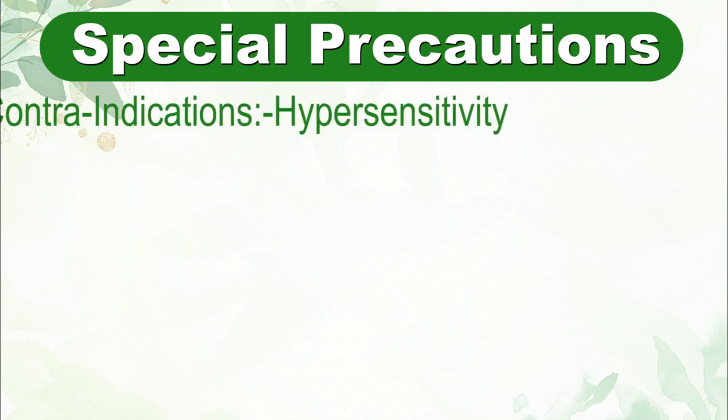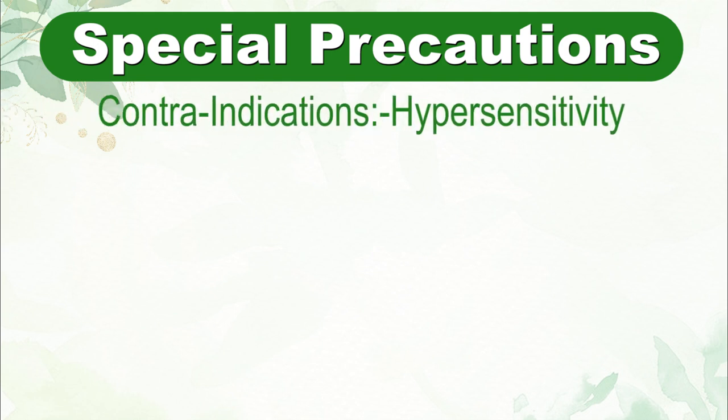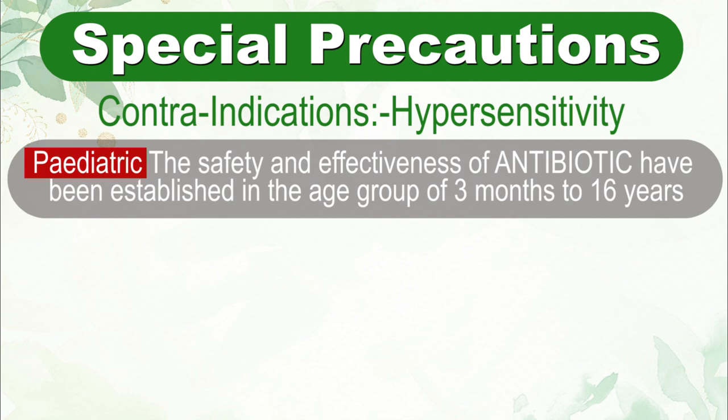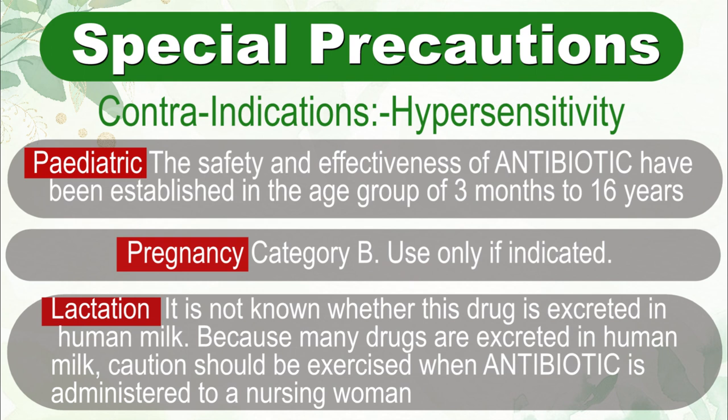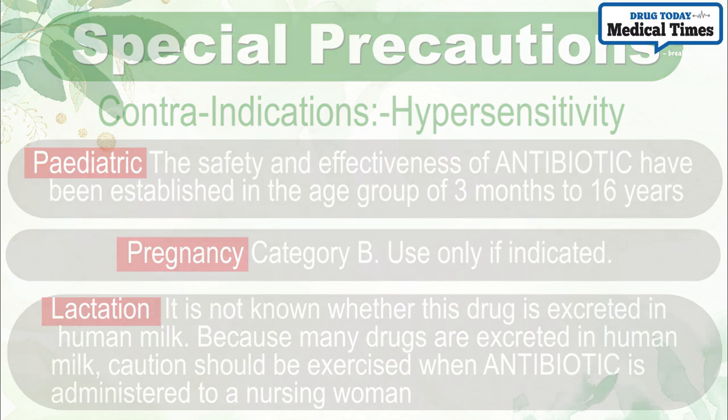Special precautions, contraindications, hypersensitivity. Pediatric: the safety and effectiveness of antibiotic have been established in the age group of 3 months to 16 years. Pregnancy: Category B, use only if indicated. Lactation: it is not known whether this drug is excreted in human milk. Because many drugs are excreted in human milk, caution should be exercised when antibiotic is administered to a nursing woman.